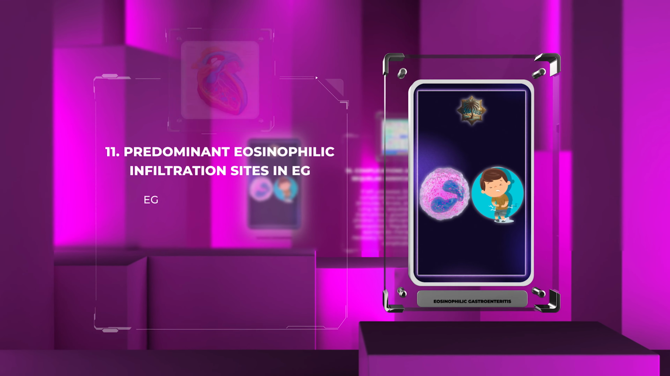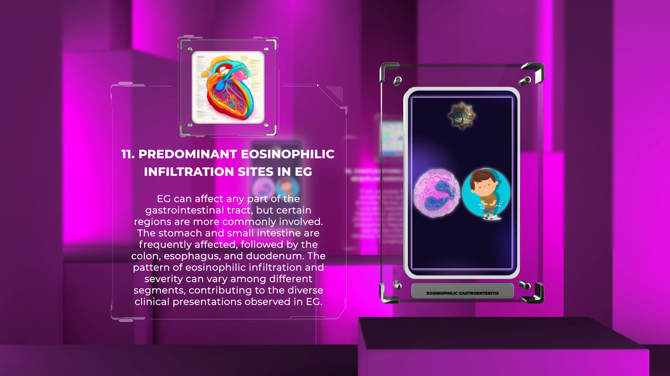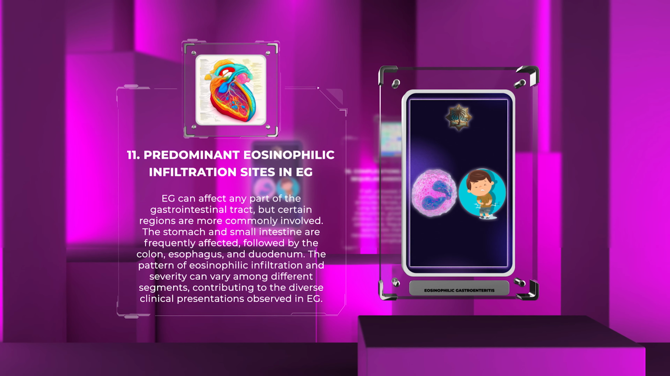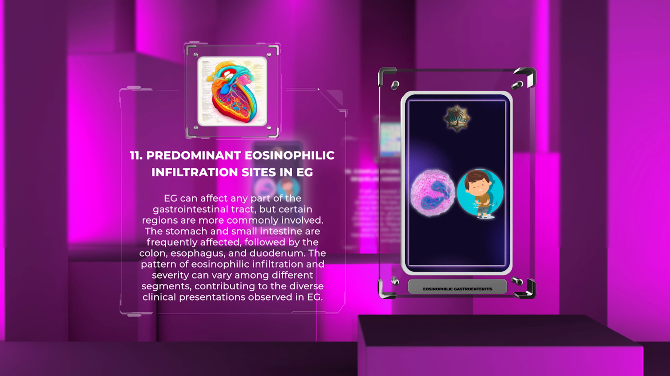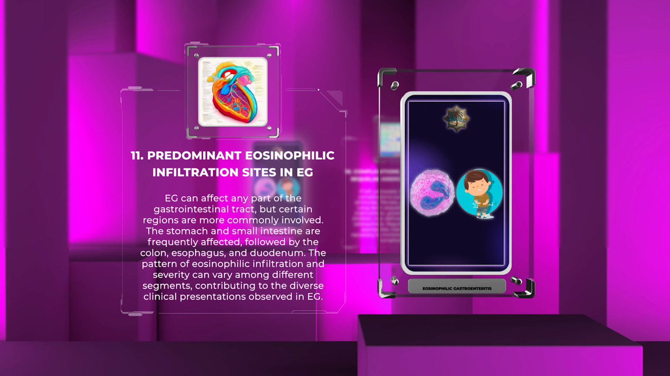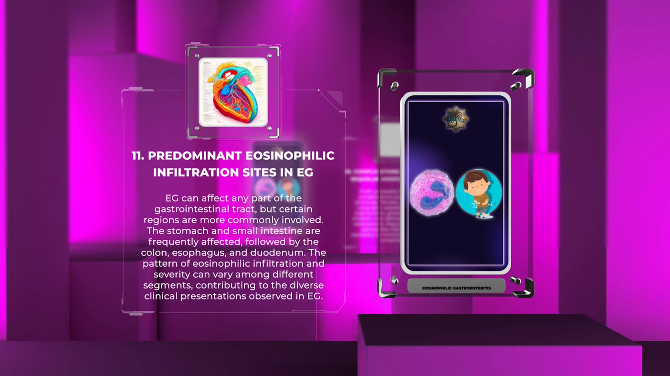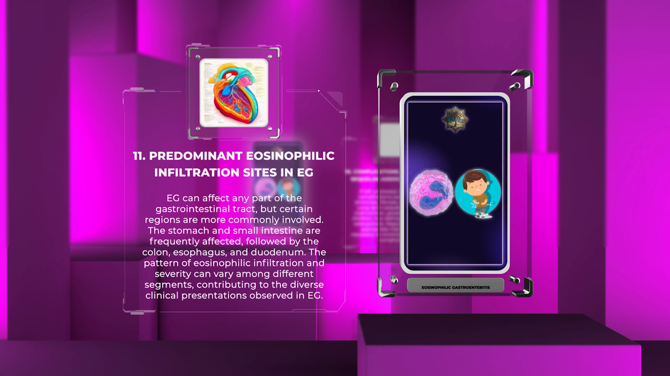EG can affect any part of the gastrointestinal tract, but certain regions are more commonly involved. The stomach and small intestine are frequently affected, followed by the colon, esophagus, and duodenum. The pattern of eosinophilic infiltration and severity can vary among different segments, contributing to the diverse clinical presentations observed in EG.